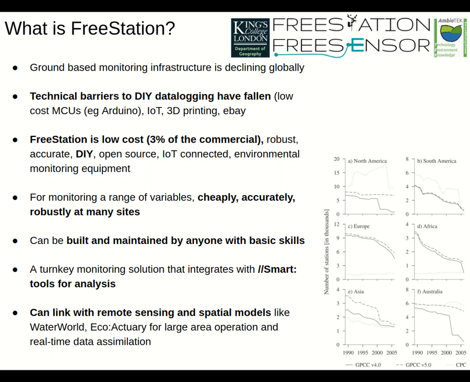And alongside a web platform, we therefore have a turnkey monitoring solution. You build the station, you plug in the battery, it connects to the internet, and you have a whole suite of analysis and graphical tools for analyzing the data. These sensors can also link with and provide data to some of our spatial models like Waterworld and EcoActuary, which are web-based spatial models to go beyond what's possible with monitoring.